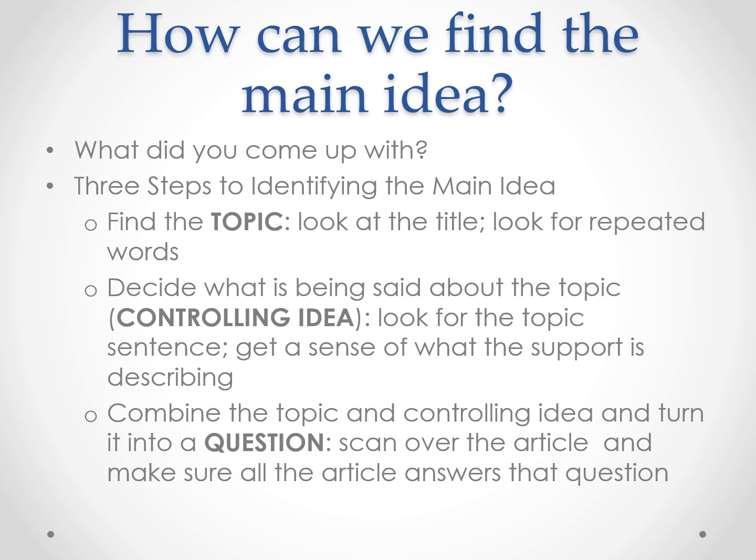And the third thing we can do when we're writing a summary is combine the topic and controlling idea and turn it into a question. And then we can scan over the article and make sure the article answers that question. So what that means is basically if we have the topic sentence and we turn it into a question, as we read, we can see whether or not this question is answered in the article. If it is answered, then generally that can be our main idea.